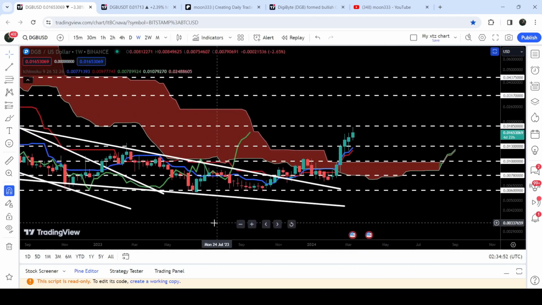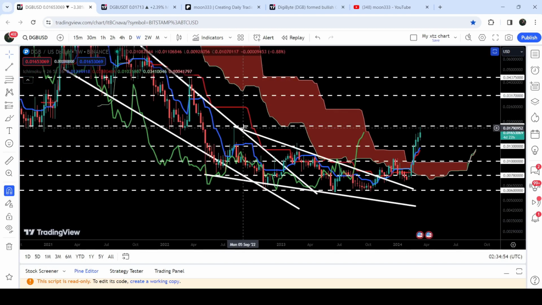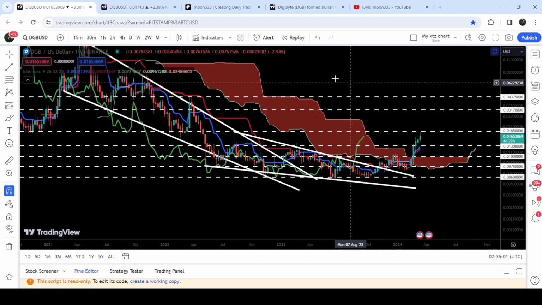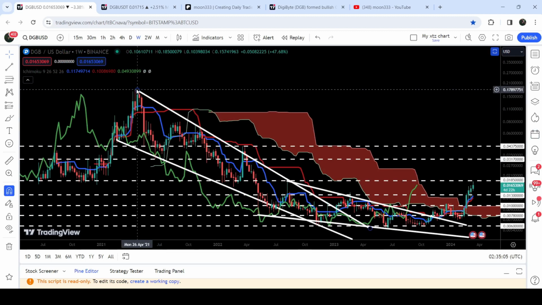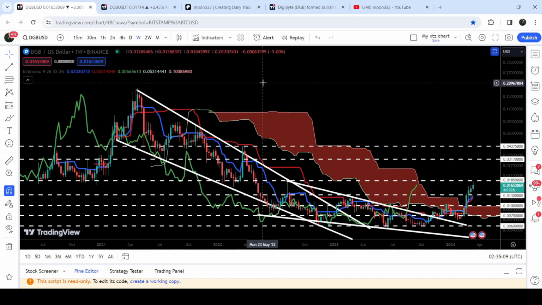Now, if we take a look at the targets, the target for this breakout from this falling wedge pattern is here at the top of this wedge at 1.85 cents, and you can see that we are almost there. The target for this huge breakout from this big falling wedge pattern is here at the top of this wedge, between 18 cents and 20 cents. So this was the update so far.